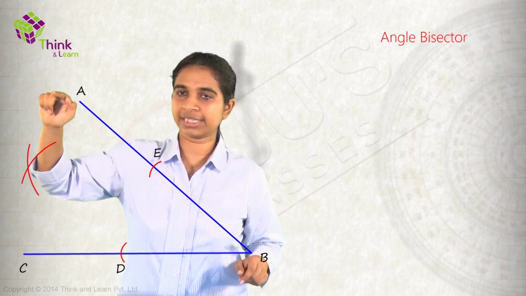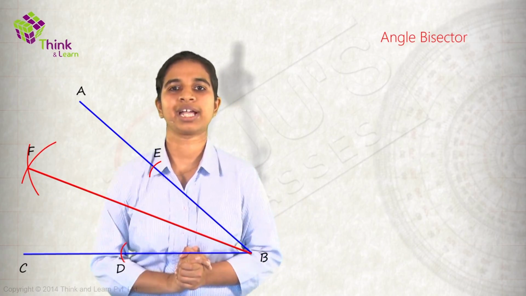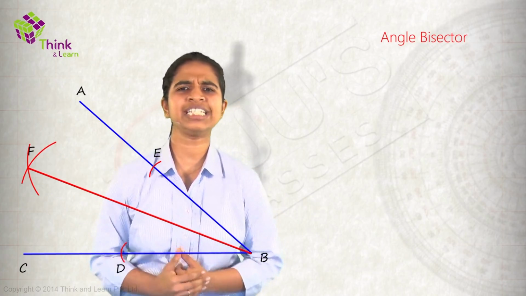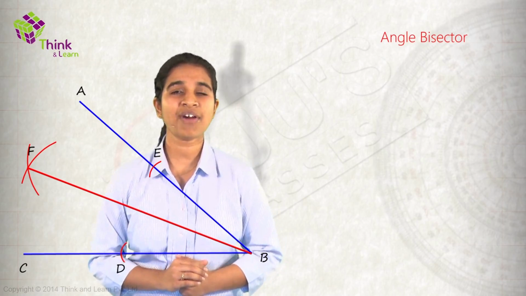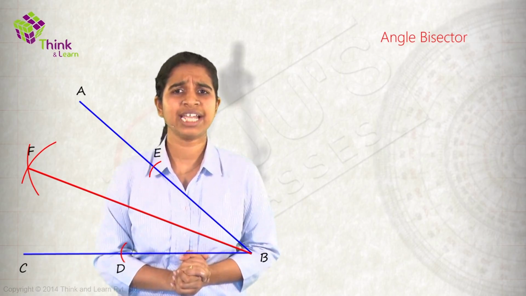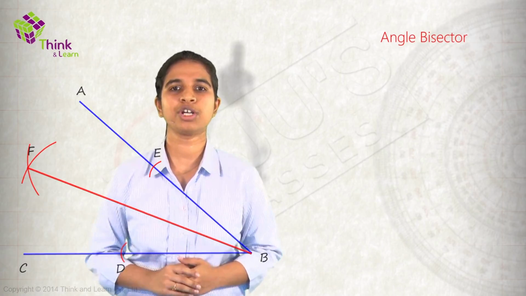Now join the intersection of these arcs to point B, and there you have your angle bisector. That's how you draw the angle bisector of an angle. That's the easy part, the part you already know. Why is this the angle bisector? If I tell you that this is not really an angle bisector, it's just some random construction you've drawn, can you prove to me that this is indeed the angle bisector? That's what we're going to try to do.